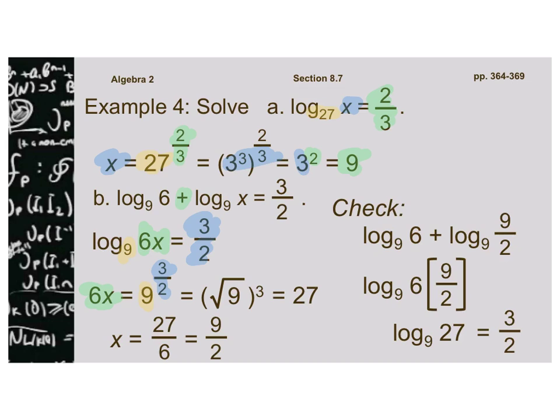All right, I'm going to simplify the 9 to the 3/2. Square root of 9, that's 3. And then I have to take the 3 and cube it, and I get 27. Well, that's equal to the 6x. So I have to divide off the 6 to get x. So now I have x is equal to 27 over 6. They both have a 3. We simplify it. We have 9 halves.